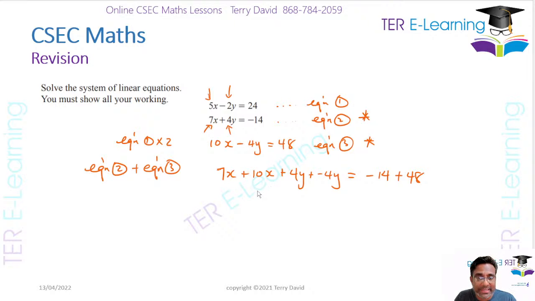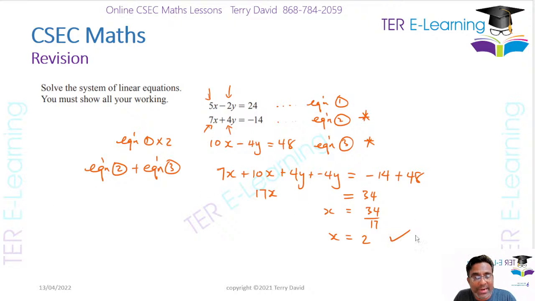7x plus 10x is going to give me 17x, right? 4y minus 4y is going to give me 0. So that's my y being eliminated there. And then I have minus 14 plus 48, and I'm going to get 34, right? So therefore x is equal to 34 over 17. So therefore x is equal to 2. So just like that, I've solved for x, right?